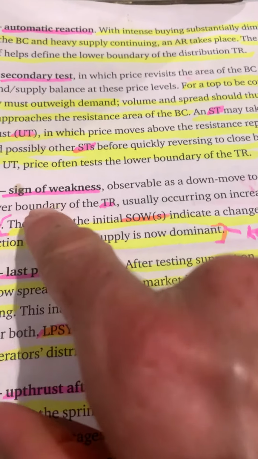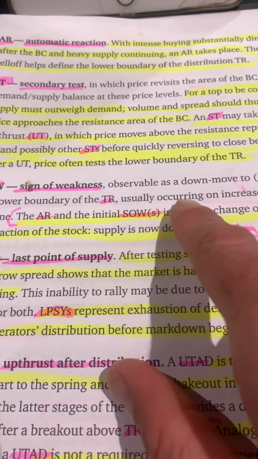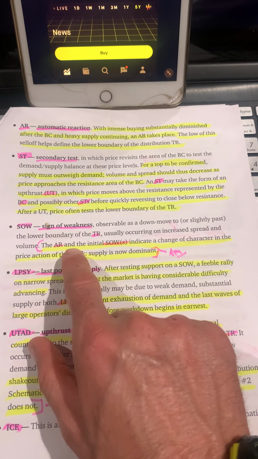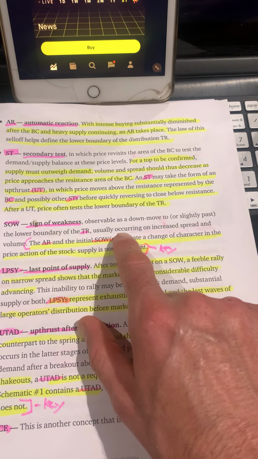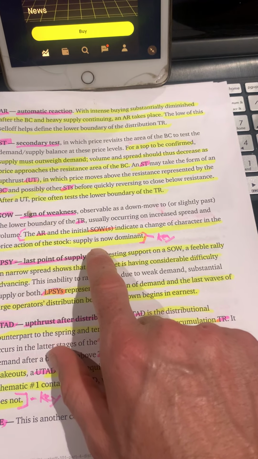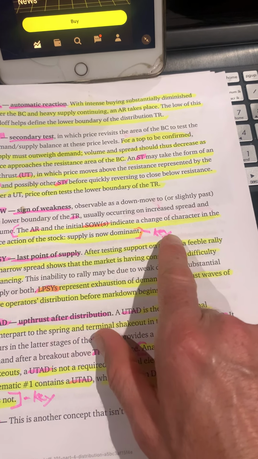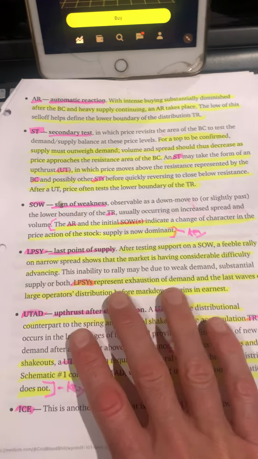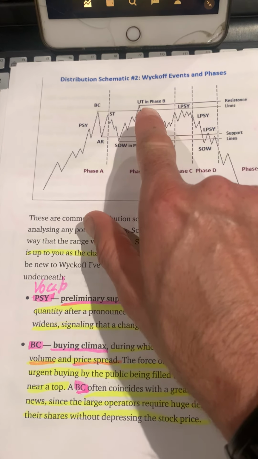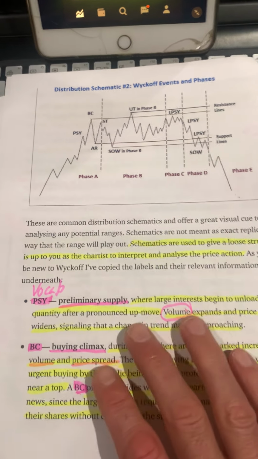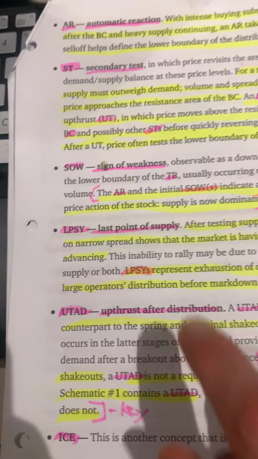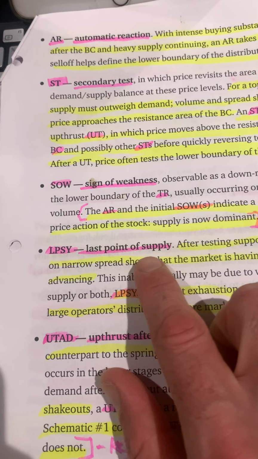Next one. So, signs of weakness. Observable as a downward movement slightly past the lower boundary of the TR, usually occurring on increased spread and volume. Supply now is dominant. That's key. PSY, LPSY, UT. Oh, there's no T, TAB, but there's the SO. LPSY is the last point of supply.